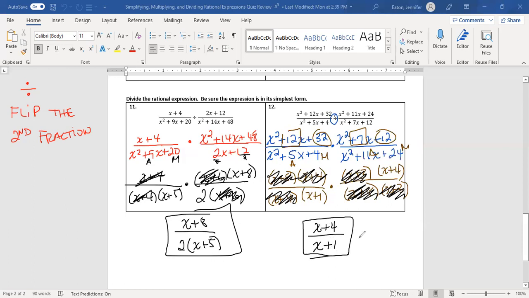So that's it. That's everything you need to know for our upcoming quiz on simplifying, multiplying, and dividing rational expressions. Please take the time to study, and good luck.